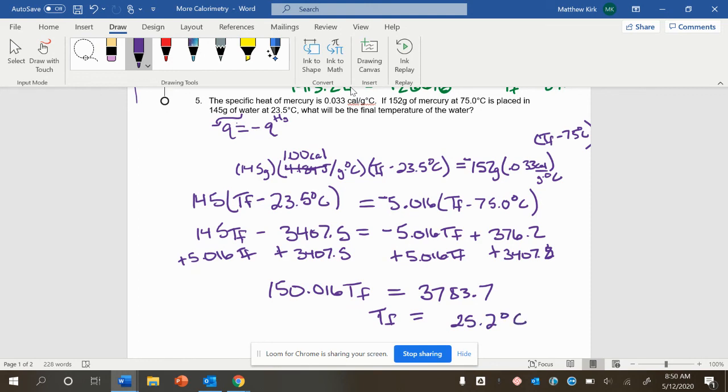Wow, handful there. So again, the key to these calorimetry problems: Q equals negative Q, plug in for the water on the positive Q, the metal on the negative Q, and just keep track of those negative and positive signs.